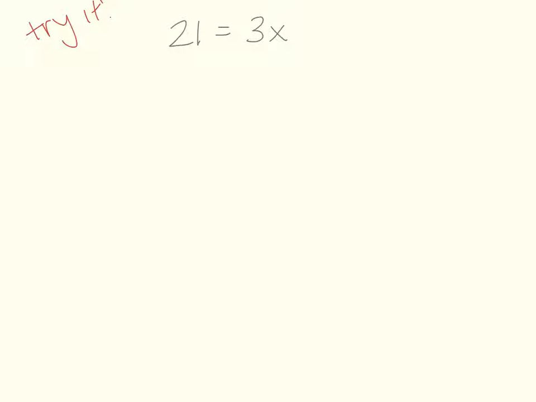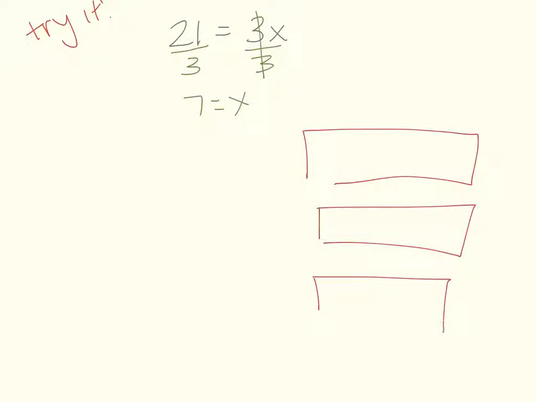Okay, so you might have already said to yourself, well, I know that 21 divided by 3 is going to give me 7. Divide both sides by 3 because these would cancel out. 21 divided by 3 is 7 equals x. But let's just double check our work. I have 1, 2, 3 x's.